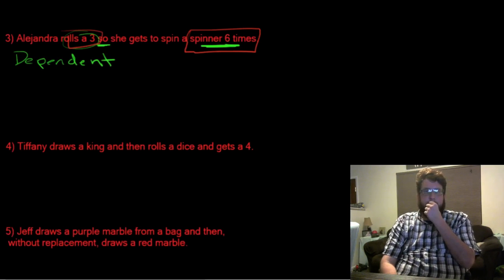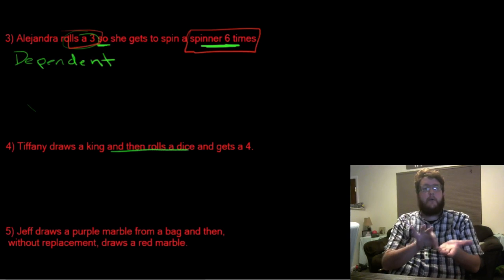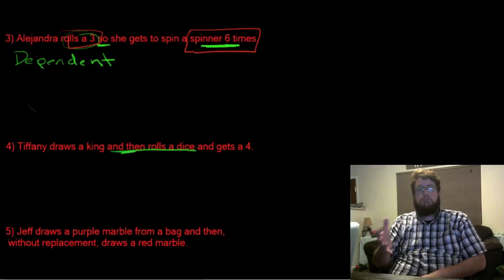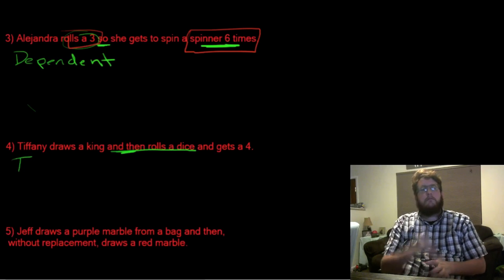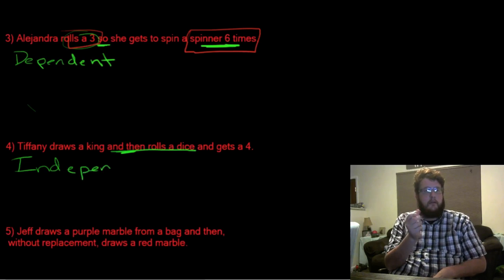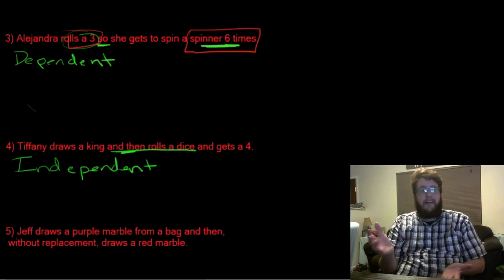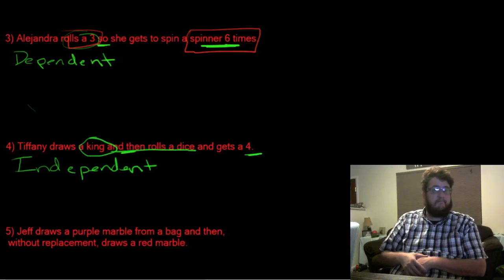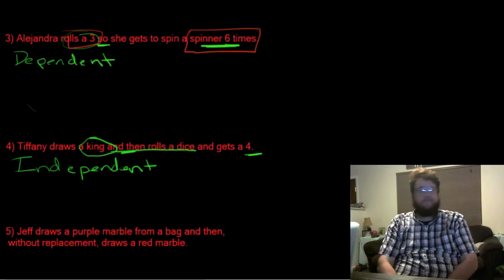Looking at the next one, number 4, Tiffany draws a king and then rolls a dice and gets a 4. This phrase right here, and then rolls a dice, and then specifically, typically means that these are independent. And if you think about it, she rolled a 4, but it had nothing to do with the fact that she drew a king. They're unrelated.